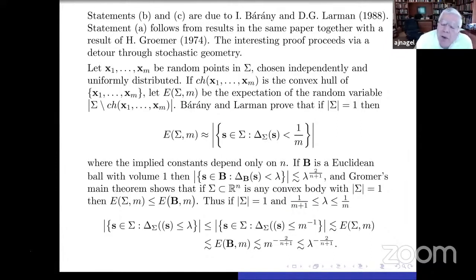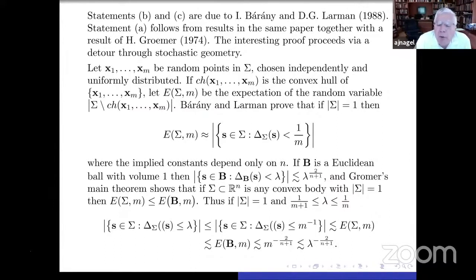Now, if we look at the convex set being a Euclidean ball with volume 1, then it's quite easy to see that the volume of the sublevel set is given by lambda to the 2 over n plus 1. That's where this factor 2 over n plus 1 comes from.